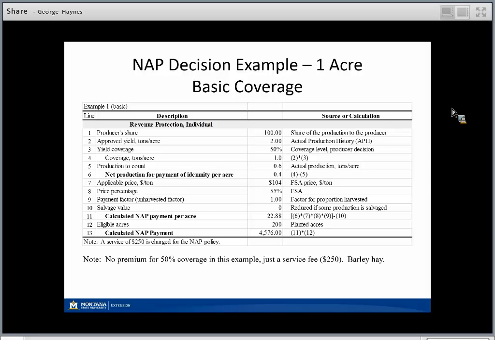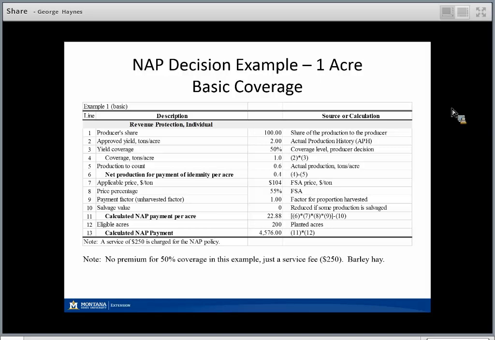The production to count is some kind of unusual language, but what that means is, what was your production from this past year? Well, our production this past year was only 0.6 of a ton. That's well below the 2 tons we expected, and it's also below the 1 ton that we have coverage for. So our net production for payment is going to be based on 0.4 of a ton. It's the 1 ton that we had coverage for, but remember, we got 0.6 of a ton of hay out of that. So we have 0.4 that we're going to get an indemnity, a payment from the insurance, for.